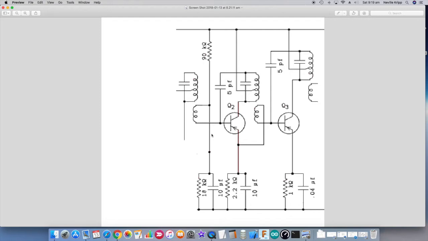In the next video, we'll take a look at the detector and the audio stages.